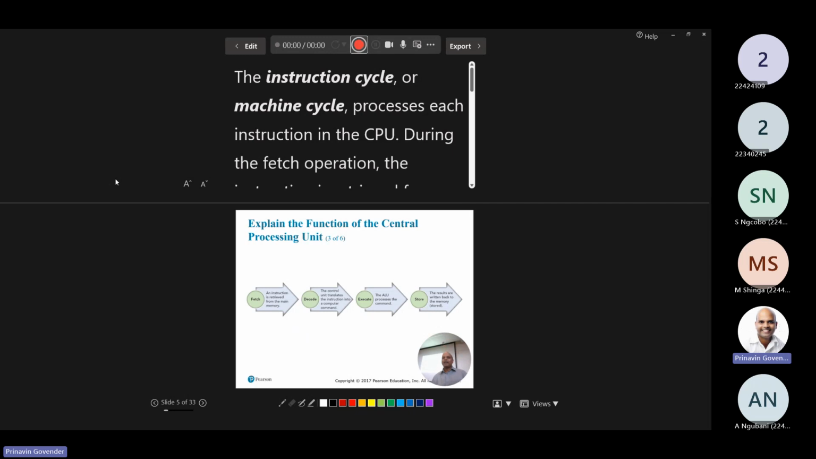Right. So what are the functions of the central processing unit? The central processing unit fetches an instruction, decodes the instruction, executes the instruction, and stores the result. So you, as a higher education first-year student, can go and read more on this. I'm just touching the surface.